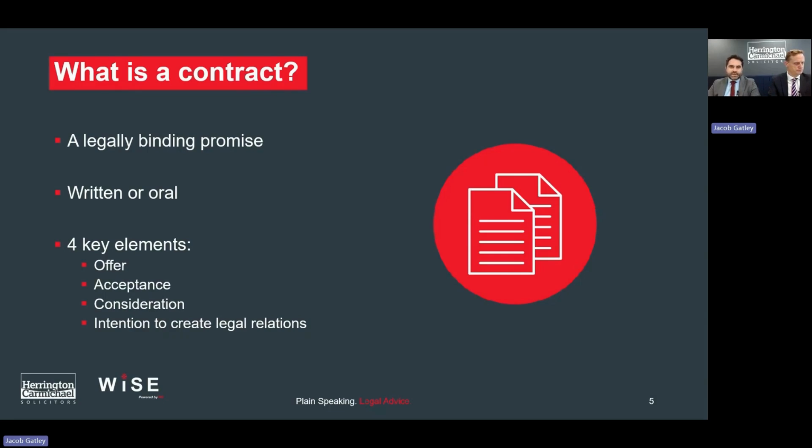So to give you an overview then, a contract is a legally binding promise. It can be written or oral. There's a misconception it has to be in writing. That's not always the case. And there are four key elements, all of which could be dedicated presentations of themselves, but to just give a brief overview, there needs to be an offer, there needs to be an acceptance of that offer, there needs to be some form of consideration, and there needs to be an intention to create legal relations.